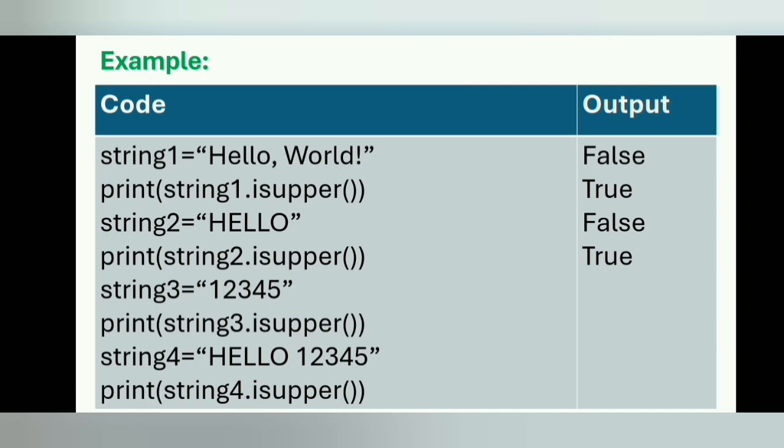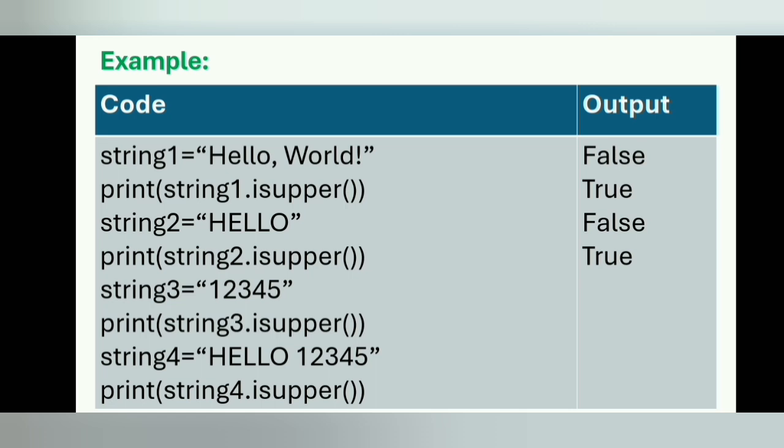Example 1. In this example, we assign the string value hello world to the variable string1. In the following statement, we apply the string.isupper method to this string. Then the print statement prints the Boolean value returned by the isupper method. Here the output is false because the string contains lowercase letters.